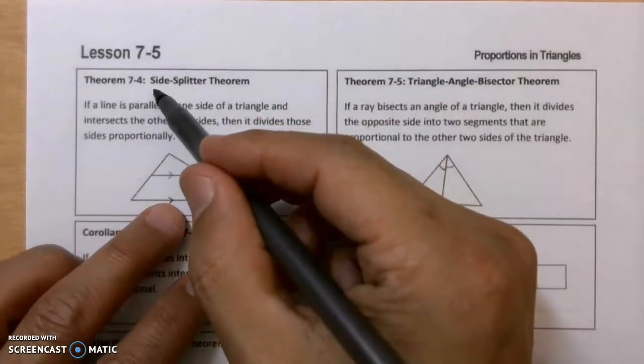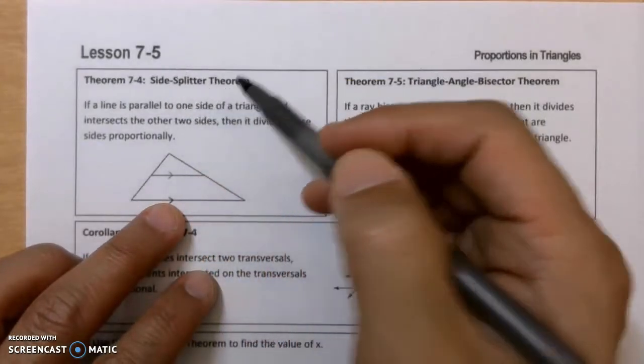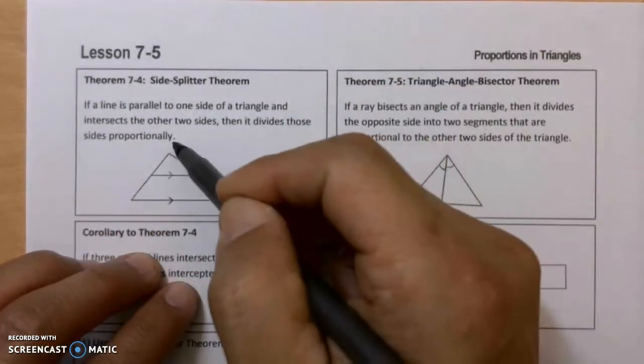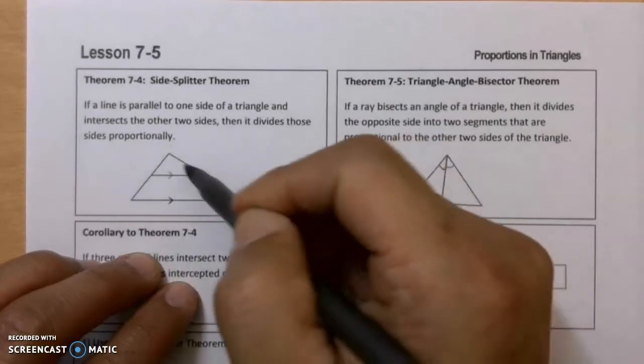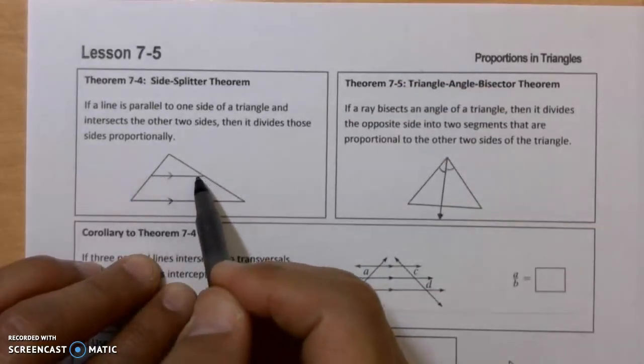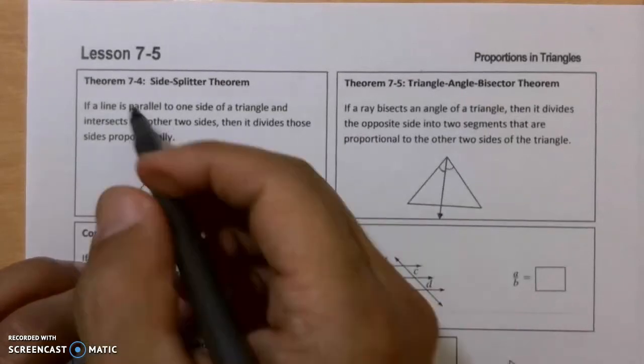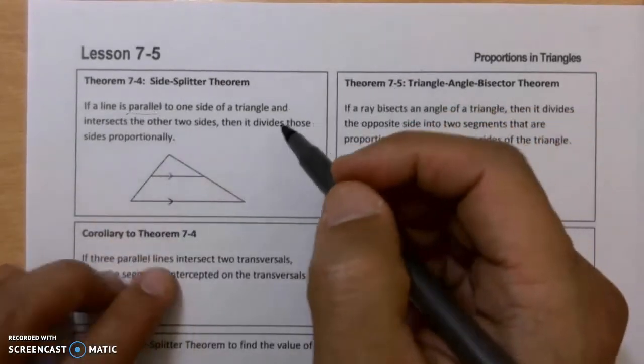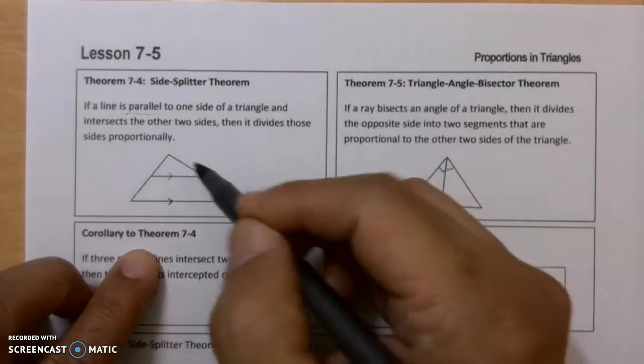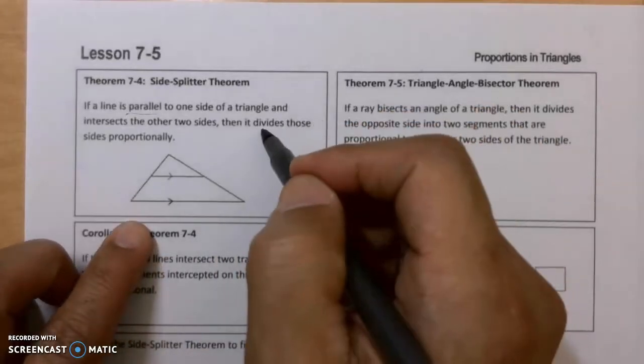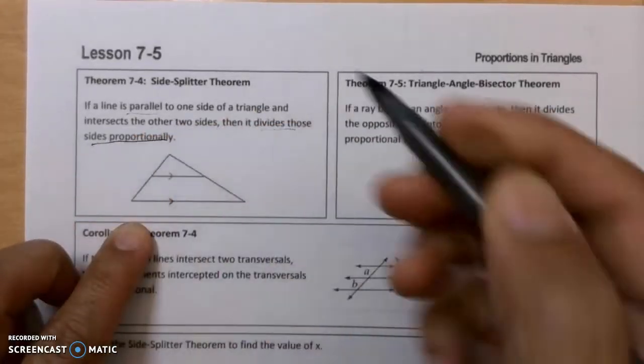This first one is called the triangle side splitter theorem. It's basically you've got this big triangle here. If you draw a line parallel to one of the sides, it will split this big triangle proportionally. It divides the sides proportionally.